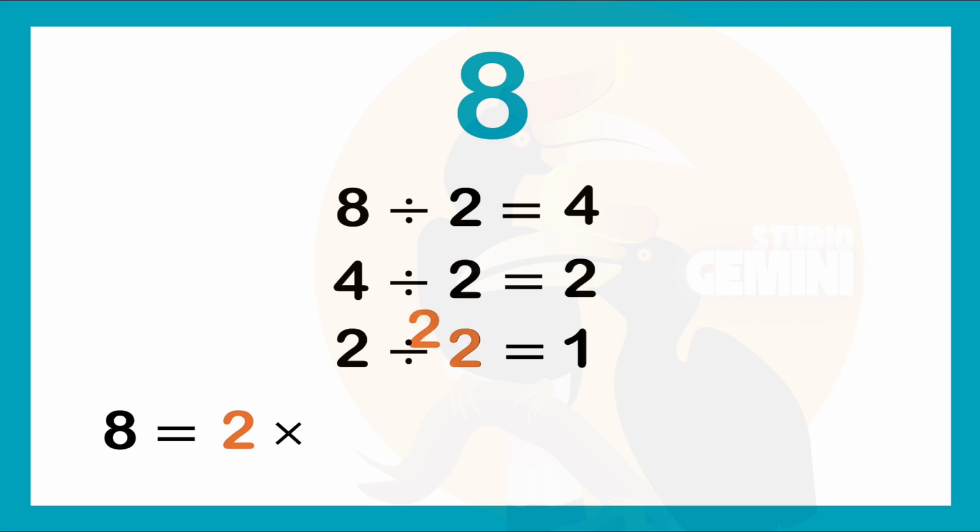times 2 times 2. You'll notice that our prime factor of 2 repeats itself 3 times. We can write this using an exponent by writing 2 to the power of 3. The prime factorization of 8 is 2 to the power of 3.